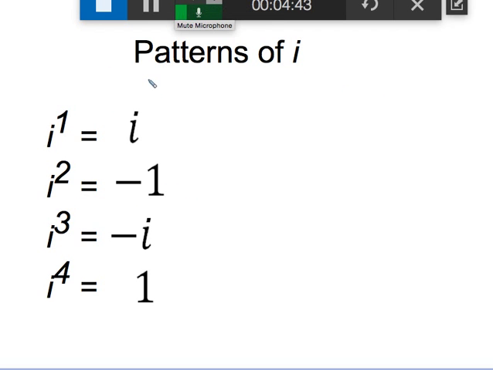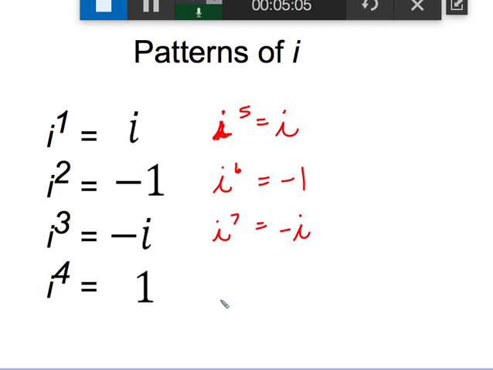All right, there are patterns of i. If you continued this pattern, like i to the first, i squared, i cubed, i to the fourth, if you continued this, it would just repeat. So i to the 5th is just going to be i, i to the 6th is going to be negative 1. i to the 7th is going to be negative i. And i to the 4th is going to be 1. And it just keeps repeating this pattern over and over and over.